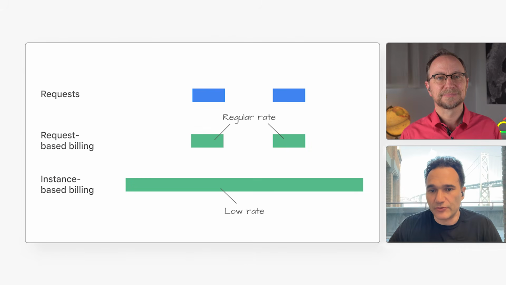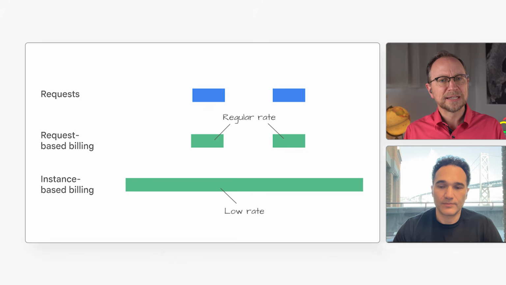So it could also save money, you said? Yes. If you use instance-based billing, you pay a lower rate for CPU and memory. So if your load is high and steady, you may pay less with instance-based billing. Also, you don't pay any fee per request. How can I tell if my load is high and steady enough?